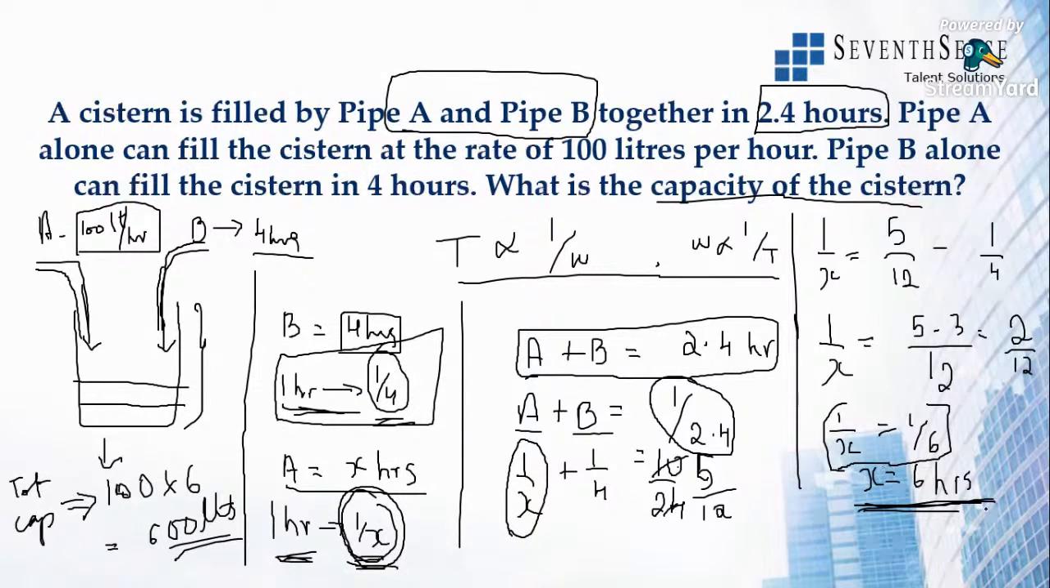So in 6 hours, pipe A fills the tank. At the rate of 100 liters per hour, we get the total capacity of the tank. So 100 liters per hour into 6 hours gives me 600 liters. That is the total capacity of the tank.